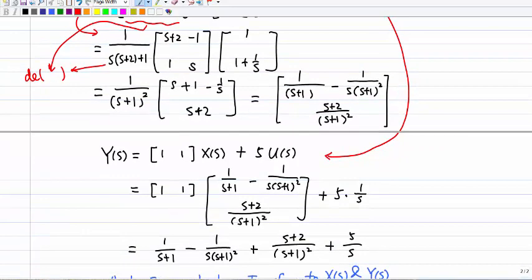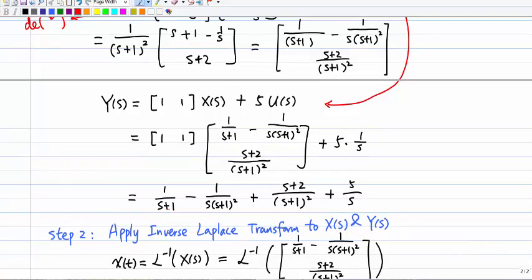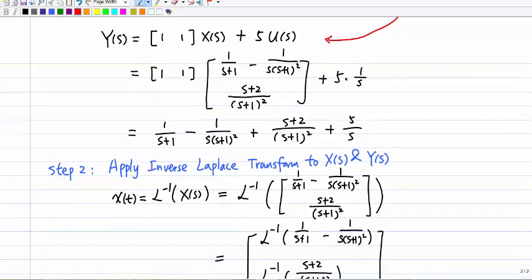Then the solution here is 1 over (s plus 1) minus 1 over (s plus 1) squared, plus (s plus 1) divided by (s plus 1) squared, plus 5 over s. Now we have found the solution X(s), Y(s) in the s domain. Now we just have to apply the inverse Laplace transform to find the solution in the time domain.